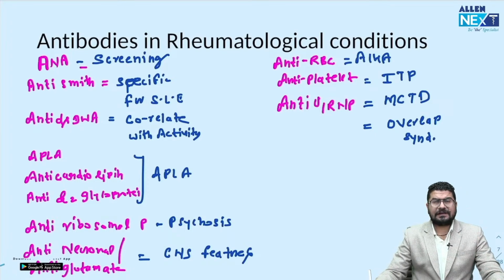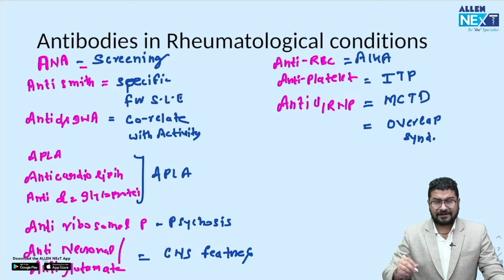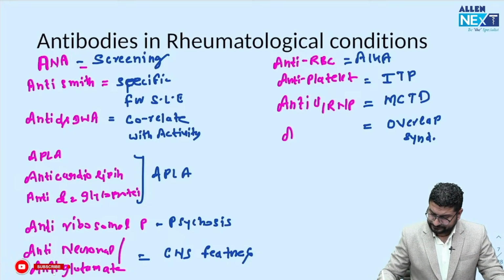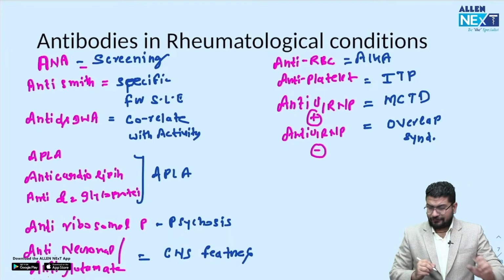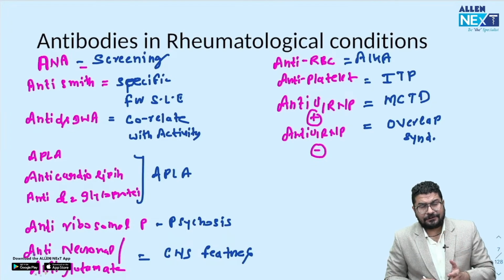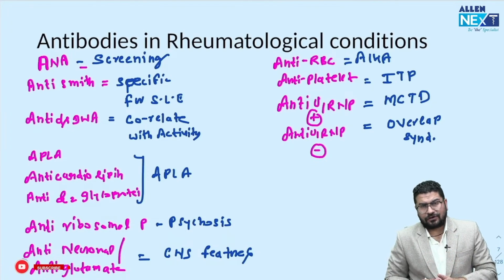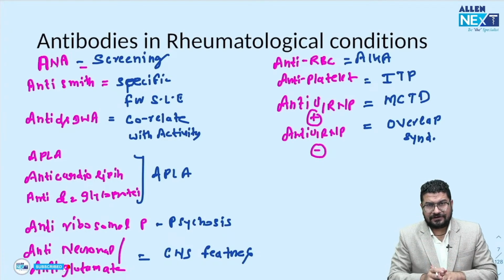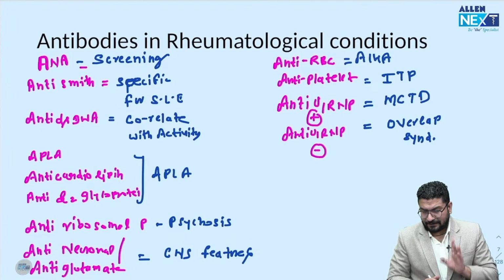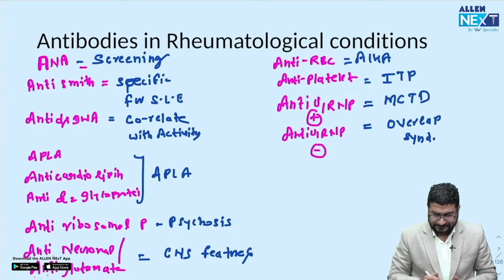Overlap syndrome. So just try to understand this. In overlap syndrome, you will not see these antibodies. In overlap syndrome, anti-U1-RNP is absent. So just try to understand how we differentiate MCTD from overlap syndrome. Both conditions will have 2 or more autoimmune conditions. There will be overlapping features. In overlap syndrome, anti-U1 RNP is absent. In MCTD, it is present.